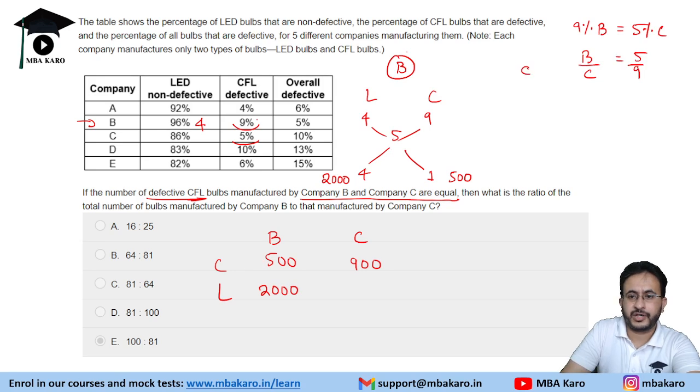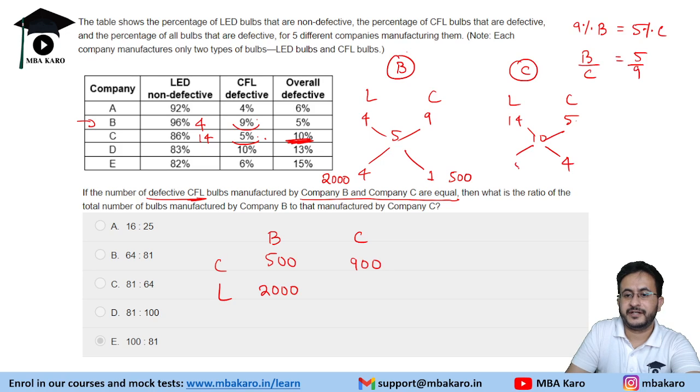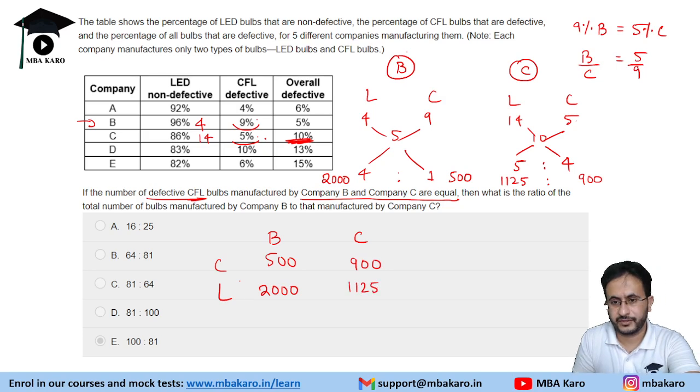Next, if we talk about company C, LED and CFL, LED is 14%. CFL defective is 5%. Overall, we have 10% defective. So when we take the ratio, this is 5 and 4, 5 ratio 4. CFL is 900. So 4 times is 225, divide by 4 is 225, into 5, we will get 1125. 5:4. So this number is 1125. Okay, so we got the ratios.